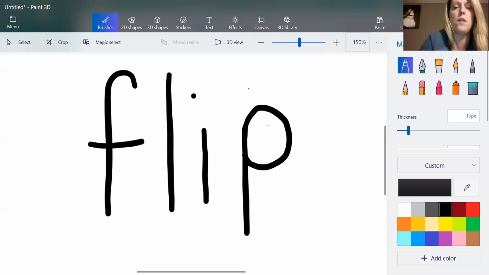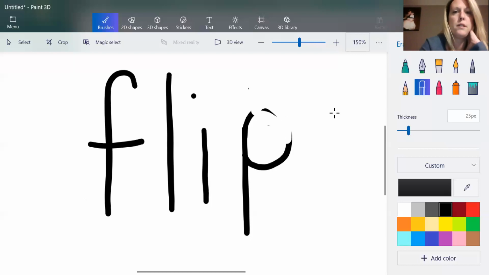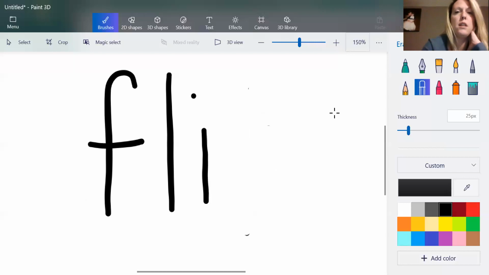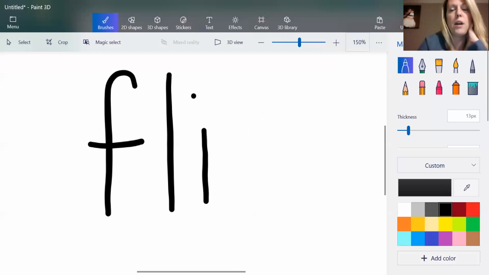Okay, I'm going to change the s to f. I'm going to change s to f. But I can't forget about that L there. Fl, fl, ip, fl, ip. Flip. Good.